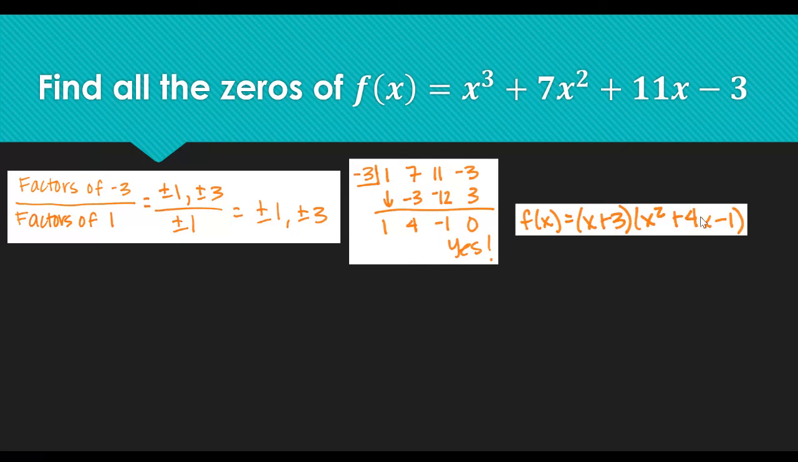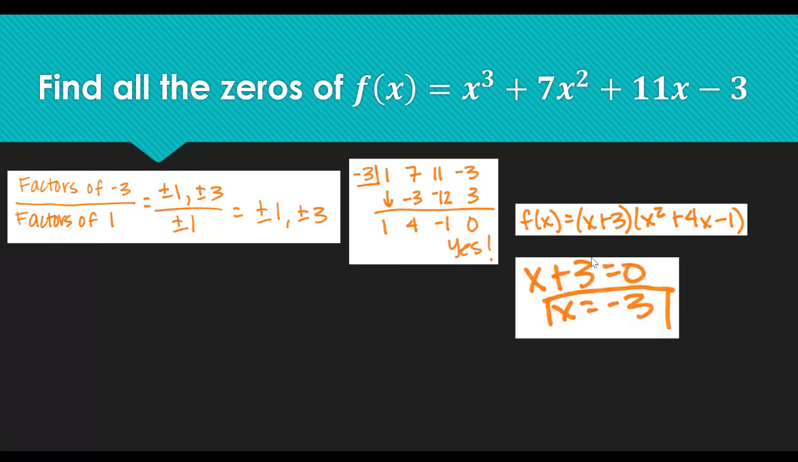So then I say, okay, can I factor that anymore? What are factors of -1 that make 4? There aren't any, are there? So I can set x plus 3 equal to 0, and I get x equals -3. There's one of my answers. Cool. But if I set x squared plus 4x minus 1 equal to 0, I can't factor it, so guess what we have to do?